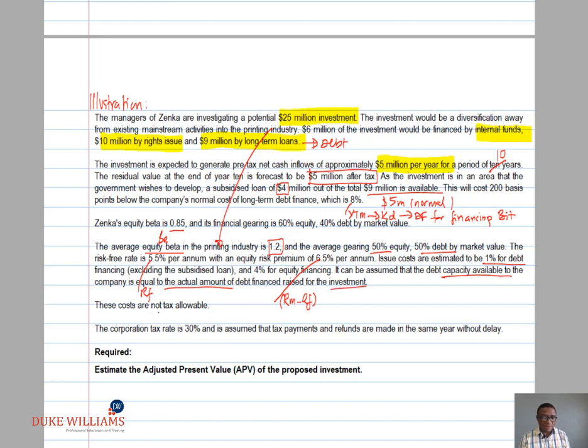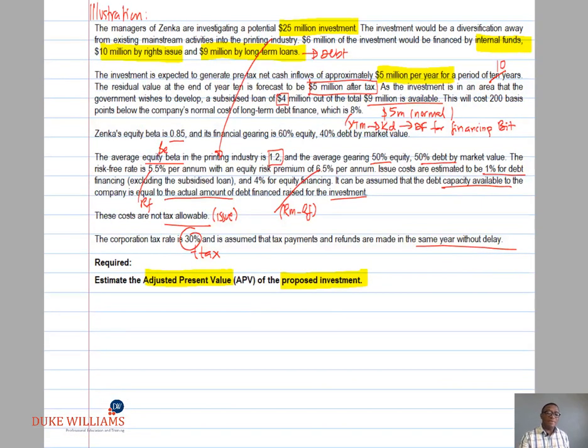And these costs are not tax deductible, meaning the issue costs are not tax deductible. Corporation tax rate is 30%. Let us assume that tax payments and refunds are made in the same year without delay. And what we are required to do is to estimate the adjusted present value of the proposed investment. Now, if you have something like this, which could come in a bigger thing, it's just about the approach.